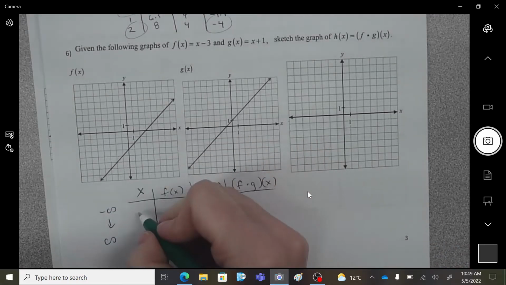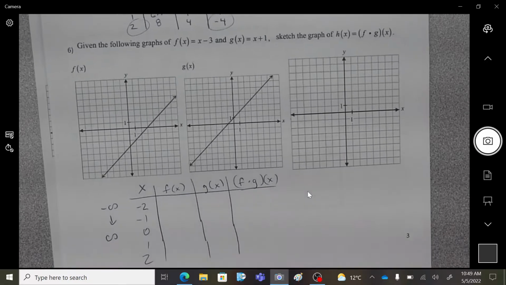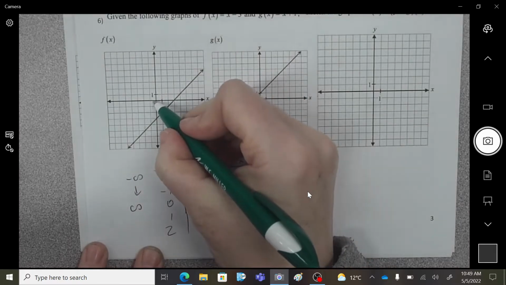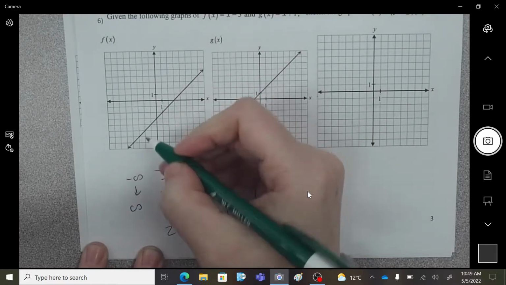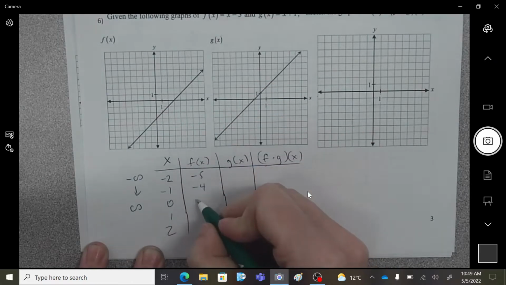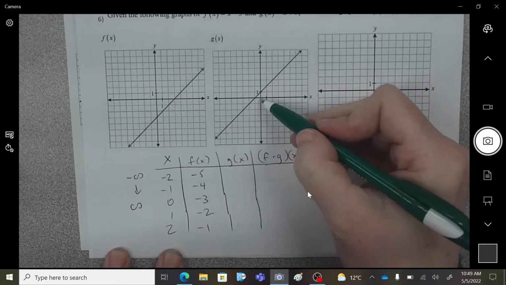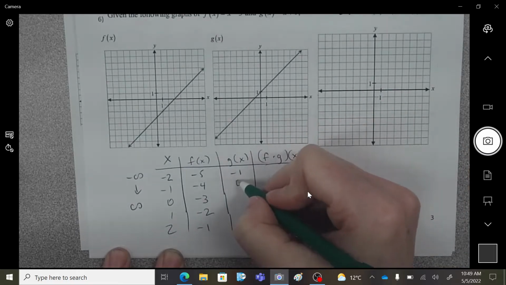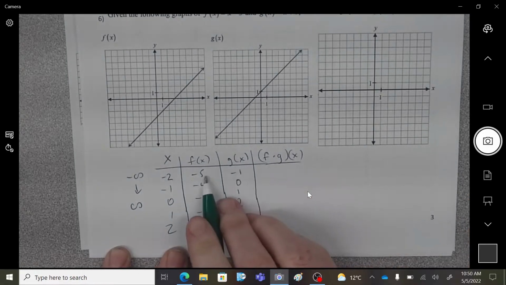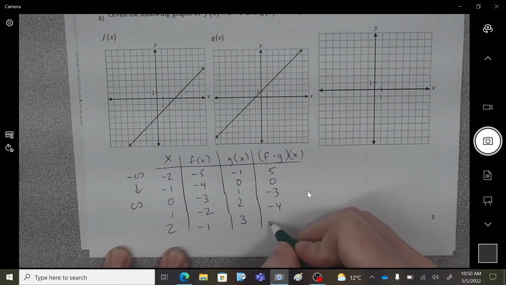So why don't I go with a -2, -1, 0, 1, 2. Okay, doesn't matter. I'm just going to graph 2 and see if I can find a pattern. So -2, 1, 2. So -5, -4, -3, -2, and -1. The g function, so at -2, -1, 0, 1, 2, and 3. So if I times them, order doesn't really matter when I times. So 5, 0, -3, -4, and -3.